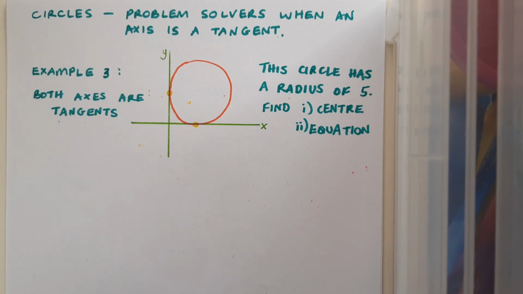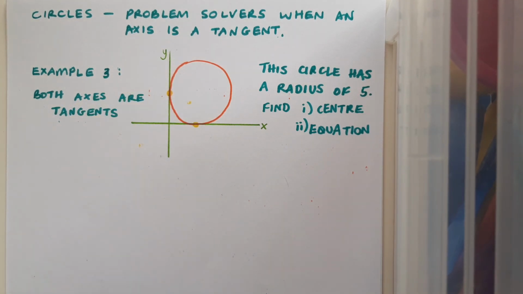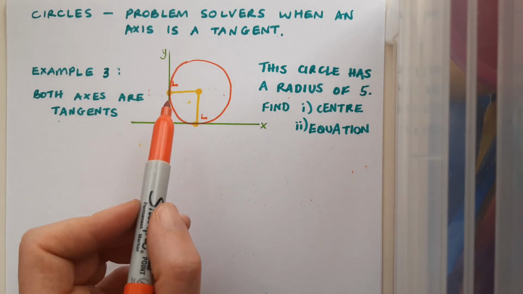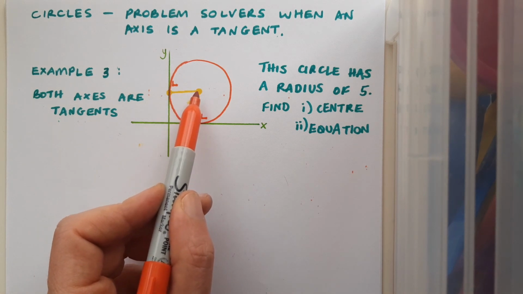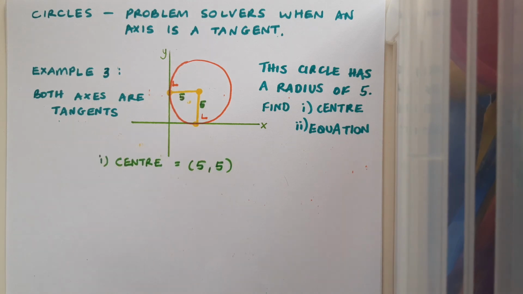I also know with the case of a circle which has an axis as the tangent, I can mark where the circle and the axis meet, and I can draw a line perpendicular from the axis to the centre, just like I've done here. Now, I know in this case that the radius is 5, so I know that I've come across a distance of 5 to the centre, and I've gone up a distance of 5 to the centre. And straight away, that tells me that my centre must be the point (5, 5).